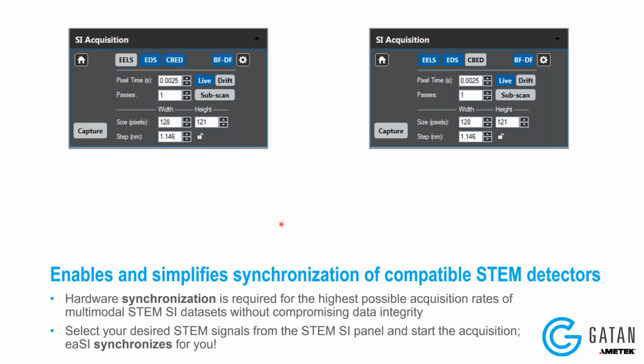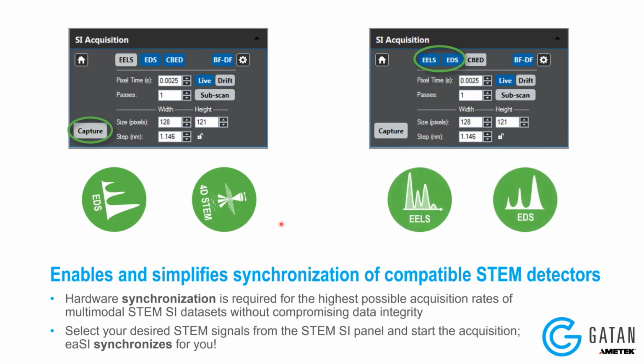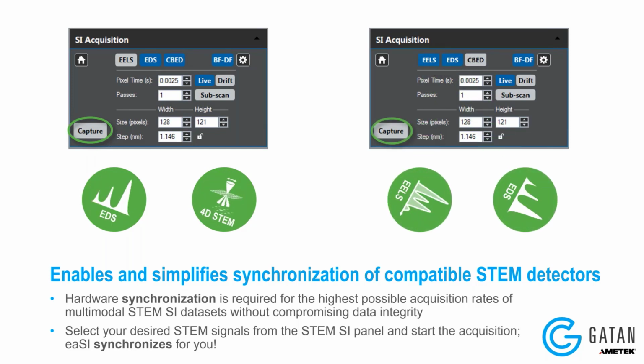Synchronization is very important and required if you want to take advantage of the highest throughput of the STEM detectors that you're using without sacrificing data integrity. With EASY technology, you simply select the signals that you want to synchronize, and EASY does the synchronization for you. You don't have to worry about anything.